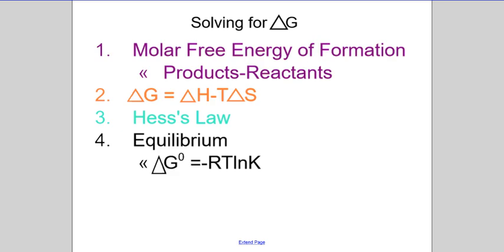So we have already talked about three ways to solve for delta G. There's the molar free energy, there's this delta G equals delta H minus T delta S equation, which will come up again later on in this video, and then Hess's law. So all that is left is to talk about it in terms of equilibrium. So that is this equation, delta G standard equals minus RT ln K, or as we affectionately call it, RatLink. So delta G equals RatLink.